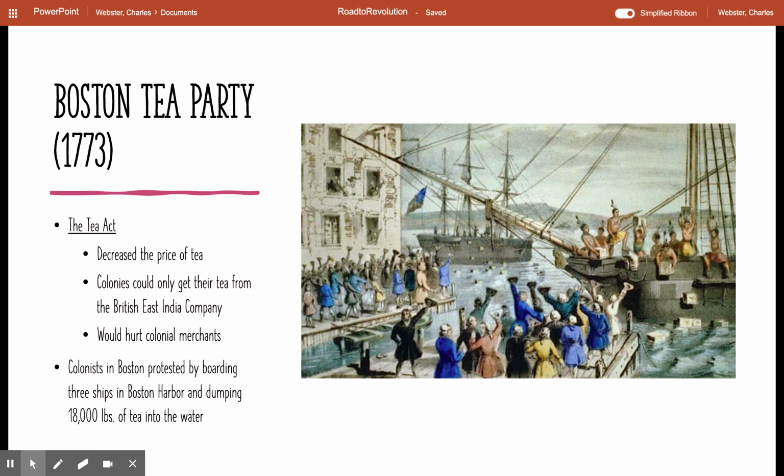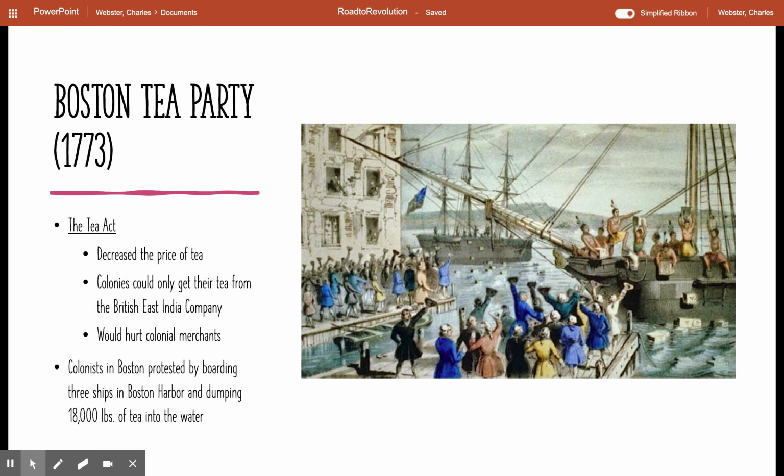Except the colonies, the only problem was they could only get their tea from one company, right? The British East India Company. And so this ended up hurting a lot of colonial merchants, right? It'd be like, okay, we're lowering the price of Starbucks, but you can only have Starbucks. You can't get coffee from anywhere else, right? So this upset the colonists and some of the businessmen who were living in the colonies.